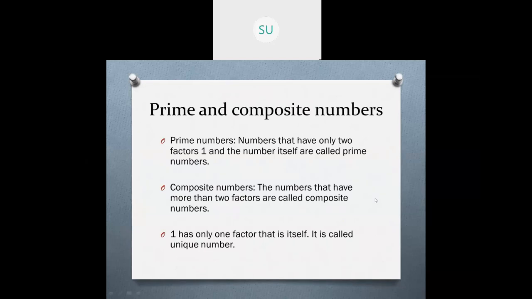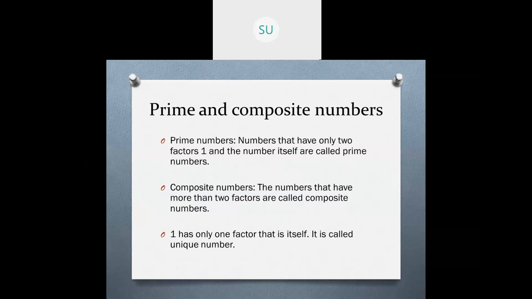Alright, so first of all, we saw what prime numbers and composite numbers are. So what are prime numbers? Numbers that have only two factors, that is 1 and the number itself, are called prime numbers. Then composite numbers: numbers which have more than two factors are called composite numbers.